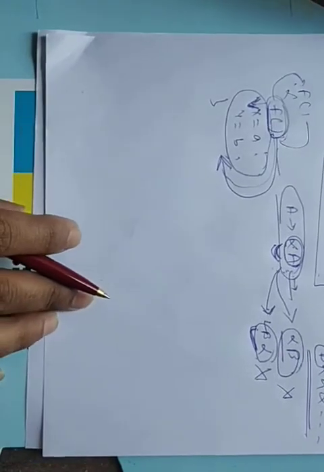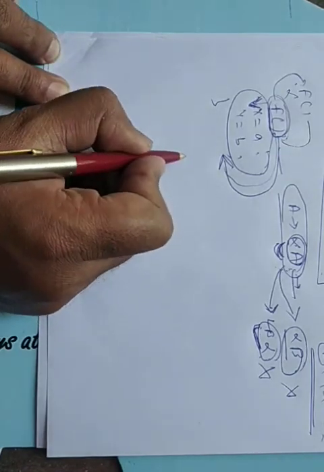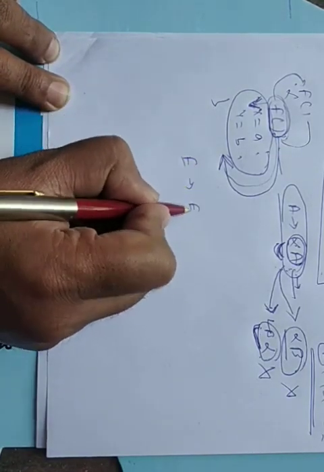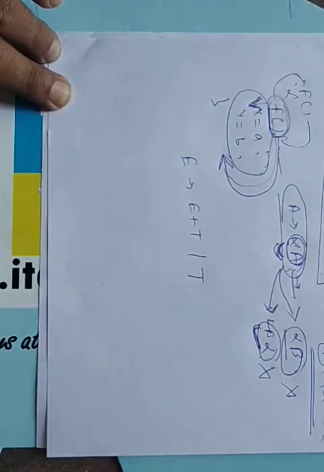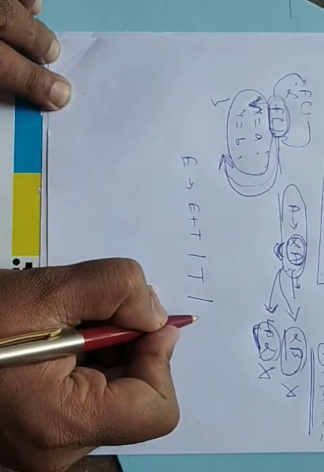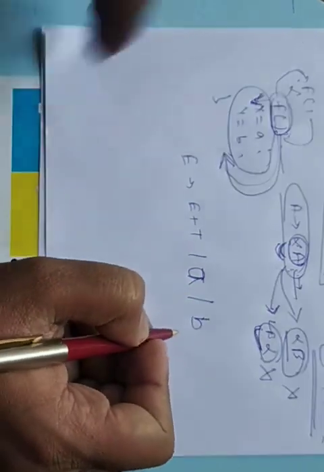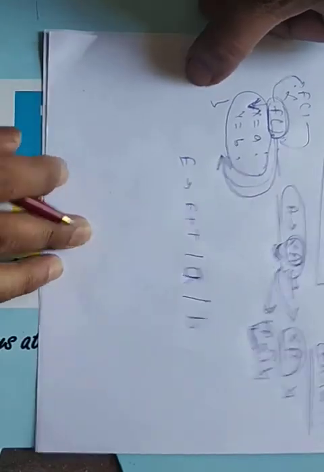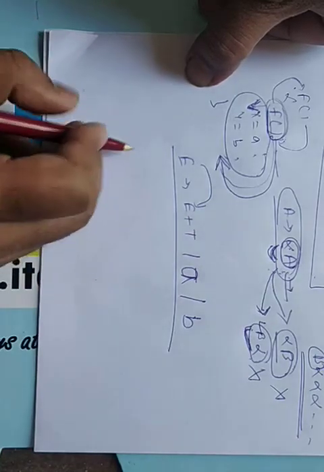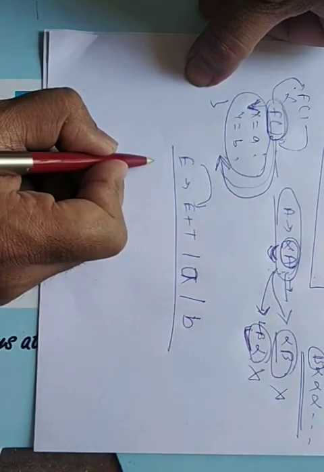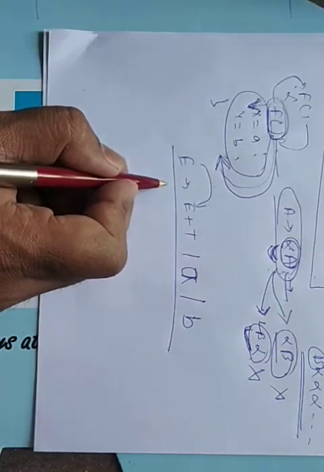Now let's take one example and try to remove left recursion. Suppose I have E produces E plus T slash T. Suppose I also have slash A slash B. Suppose this is what I have. Now I want to remove this left recursion. So how to proceed? The formula says that A produces beta A dash slash beta. So I am going to utilize the same thing.